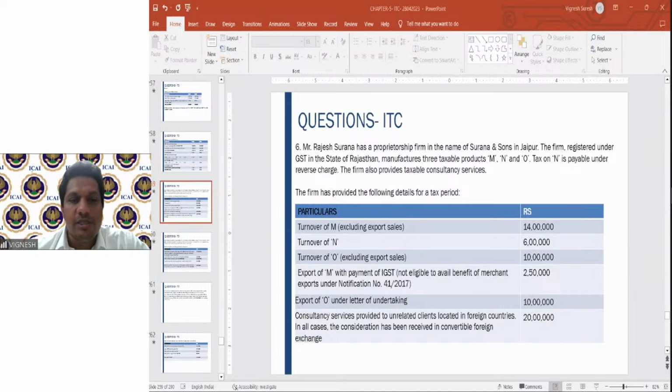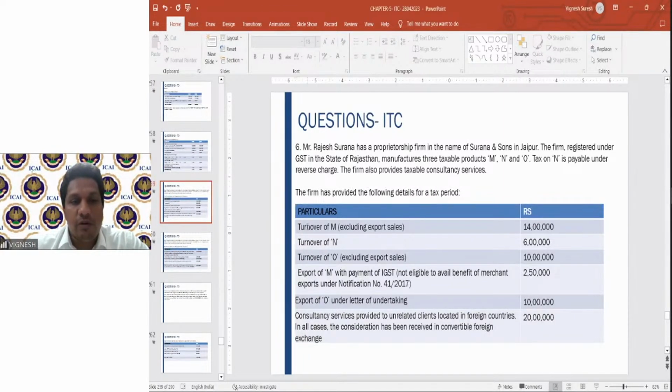Okay, so what is the information which is given with regard to that? You will have to work out. Any answers? So first thing, you have to work out the GST on outward taxable supply. So let us look at what is the outward taxable supply here.